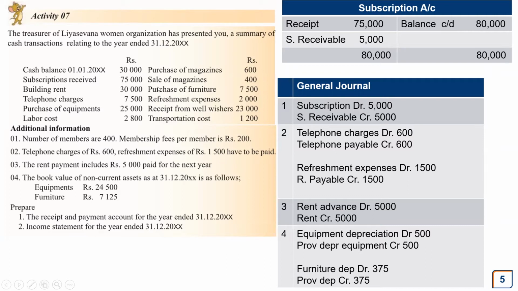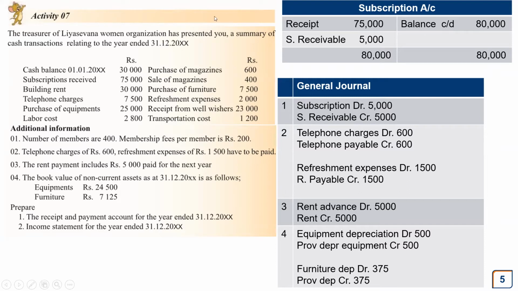So see, the telephone charges is 7,500 but 600 more is due. Refreshment expense is 2,000 given, 1,500 is due as well. Hence there are 2 different accounts, so we have to record them separately. Telephone charges will be debited 600. To the 7,500, another 600 should be added here. You have to write that. And then the telephone charge payable account will be credited. Next, the refreshment expense account will be debited 1,500 and there will be a payable account created.